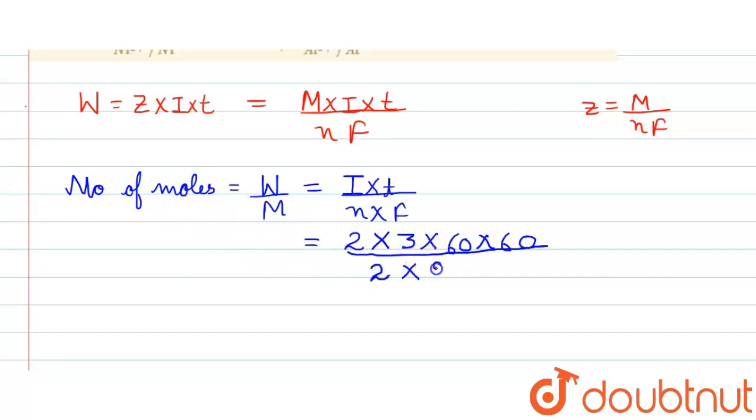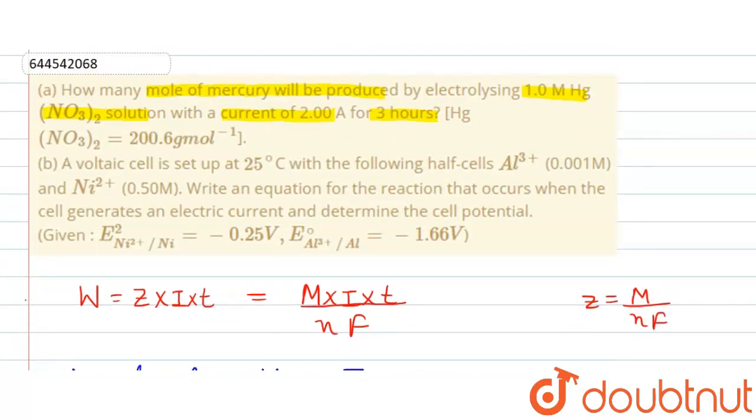The value of the Faraday constant is 96500. So when we calculate it, the final number of moles will become 0.119 moles. So this will be our final answer. This many moles of mercury will be produced by electrolyzing this solution.